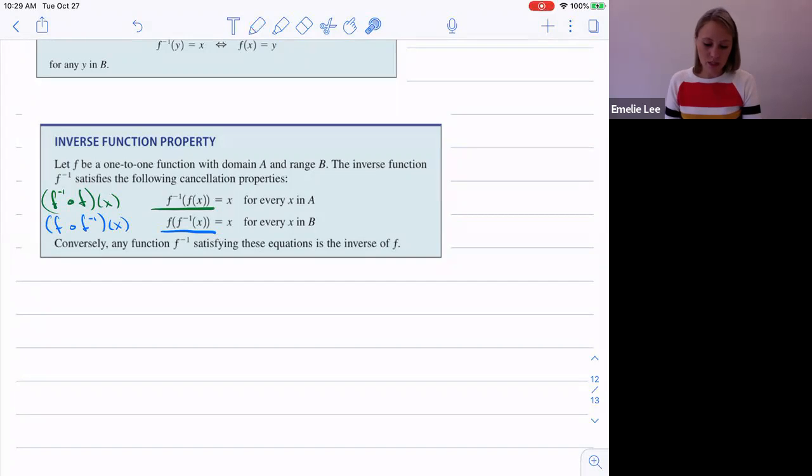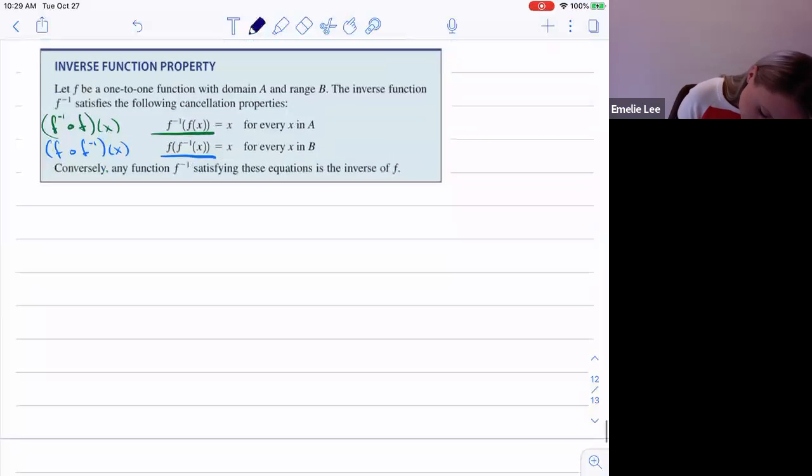Okay, so we use function compositions, right? It might be easier to look at it this way, or I actually prefer this way. So if I plug in f of x into my inverse, what I should end up with is x, right? Same thing, if I plug in my inverse into the original function, I should end up with x again. And that's how I know that I have my inverse.